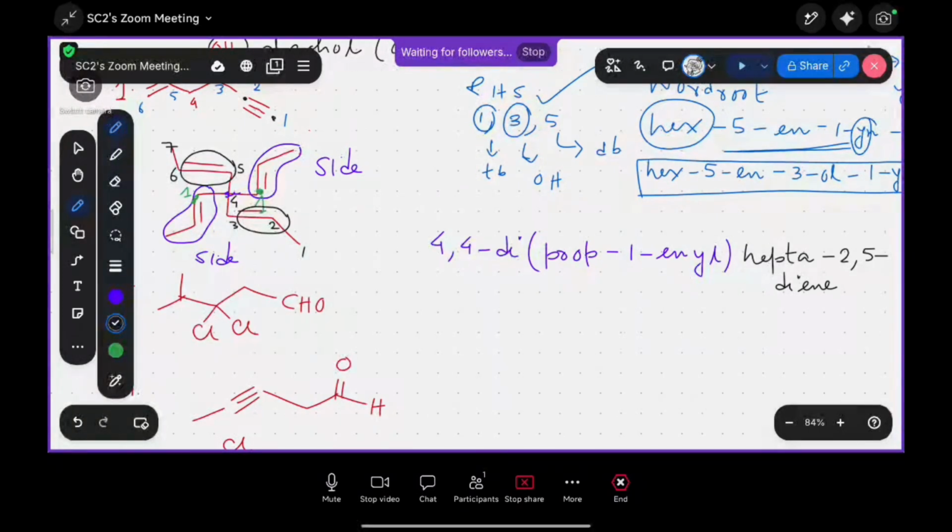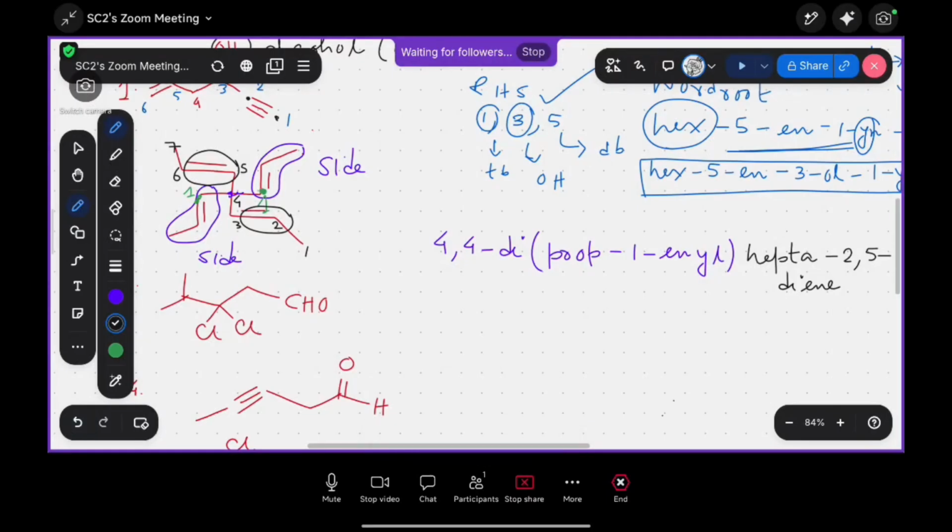The side chain is having 3 carbon atoms. The side chain is somewhat like this. See, it is having 3 carbon atoms. One here, and one here. The carbon atom which is attached to the main chain will be given the number 1. This carbon atom is attached to the main chain, so it is given as 1. So prop 1 enyl.